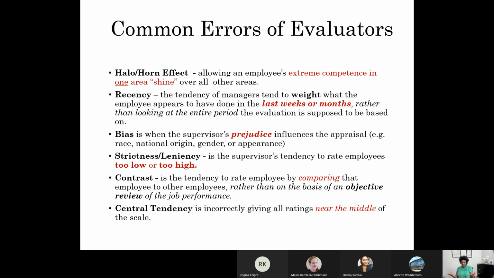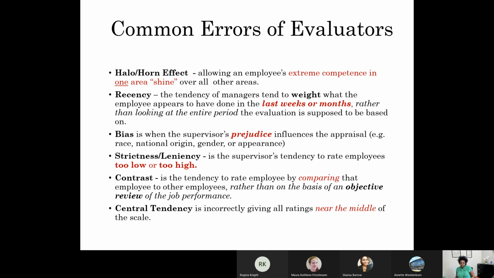Well, I've not heard it, but it happens. Race, national origin, gender, or appearance: prejudice based on any of those factors will sometimes make a supervisor not look at the merit, but just focus on their biases. And some of them are unconscious biases, by the way. Strictness or leniency is a supervisor's tendency to rate employees too high or too low. So be mindful of that.